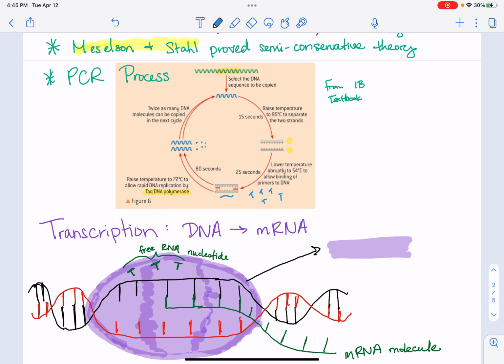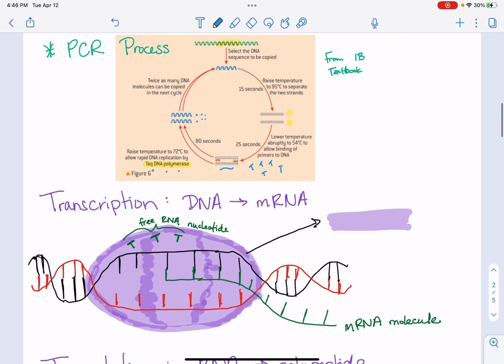If you remember, archaea bacteria are like bacteria that are extremophiles. So they can live in very extreme temperatures or very extreme pHs. So this Taq DNA polymerase won't denature at high temperatures. So that's why they have this like very special DNA polymerase that is used in the PCR. So that's basically the quick and dirty process of PCR.